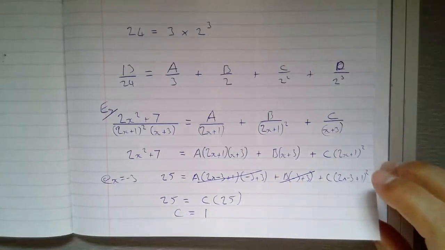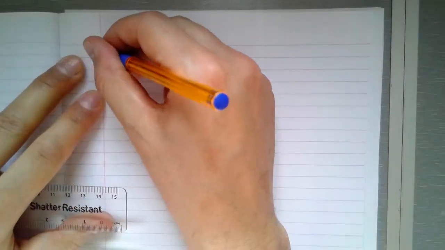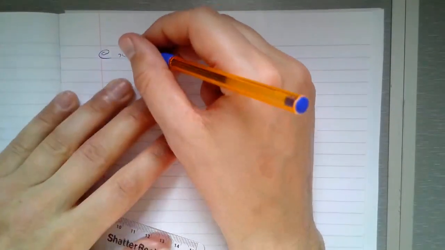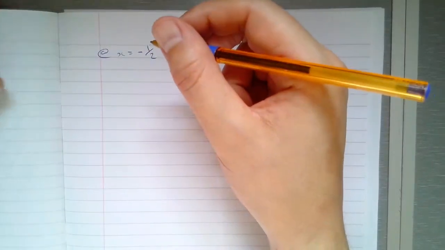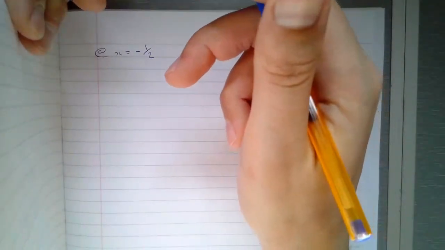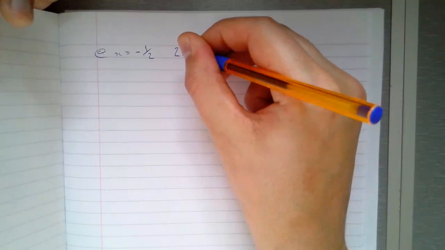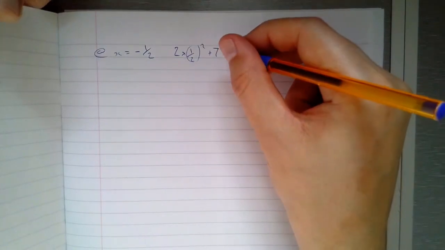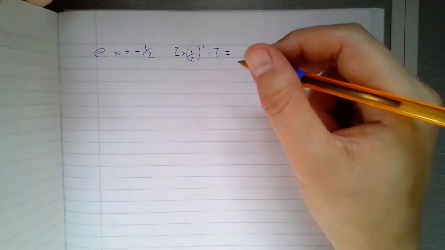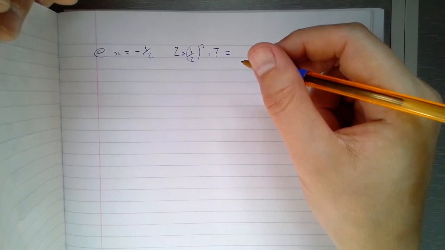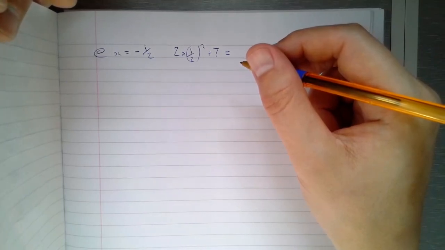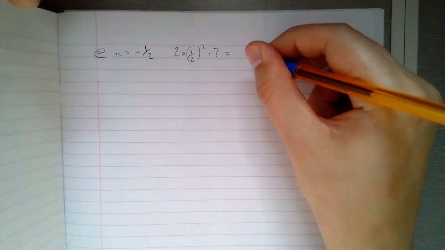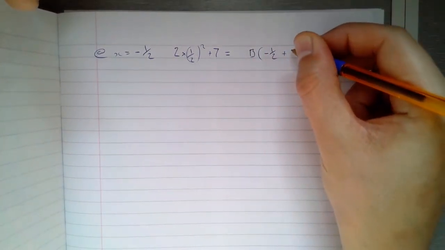So similarly, we can try and get something else. How about now we let x equal minus a half. If I let x equal minus a half, and I do this, let's have the page back. So what have I got? I've got 2 times a half squared plus 7 on the left hand side is equal to... I'm not going to write all these out this time because I haven't got enough space. So the a part disappears, the c part disappears, and that's going to give me b is equal to minus a half plus 3.